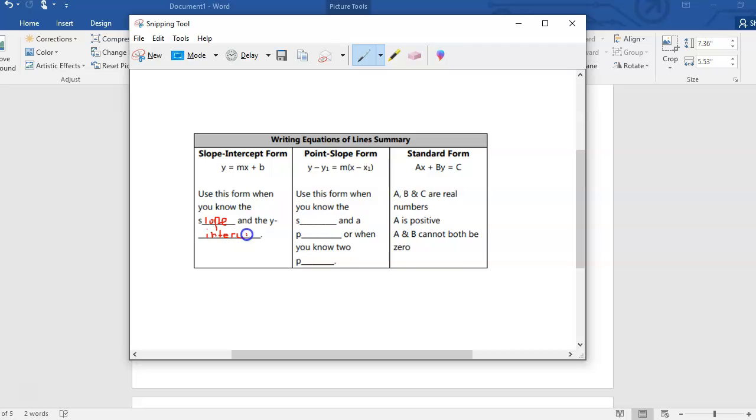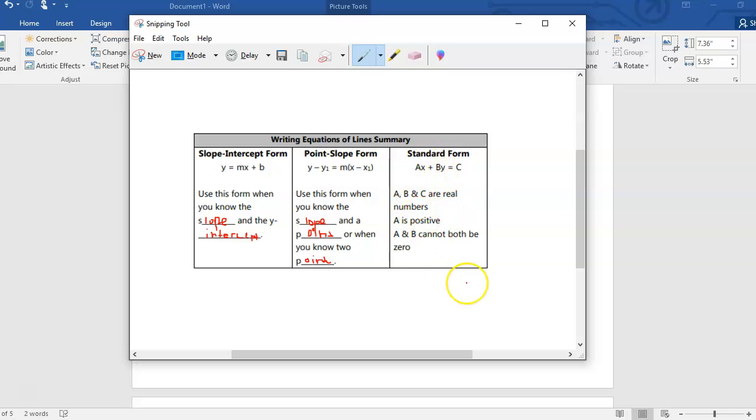The next one is our point slope form. Point slope form: y minus y1 equals m times x minus x1. We're going to use this form when you know the slope and a point. Or another way that you would use this form is when you know 2 points. And we know it works when we know 2 points because we can just find the slope of the 2 points and we can drop it in our formula.